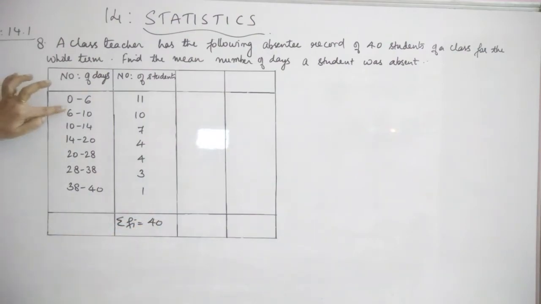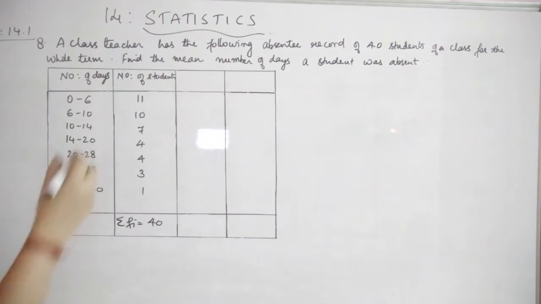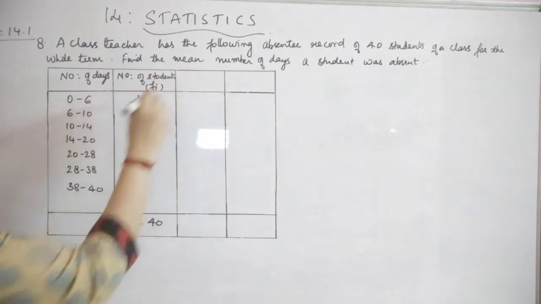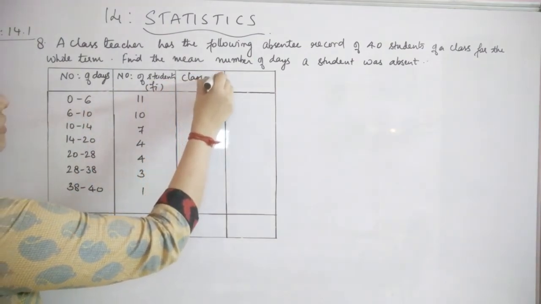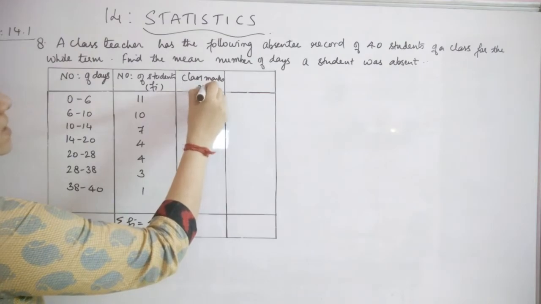Now again you can see that it is continuous, 0 to 6, then 6 to 10, then 10 to, so this is continuous, but the interval gap is not equal. Even if the interval gap is not equal, if it is continuous, then you can apply the same method as you follow for the others. Okay, that means this is acting as Fi. Now you will find out the class marks, which is Xi.